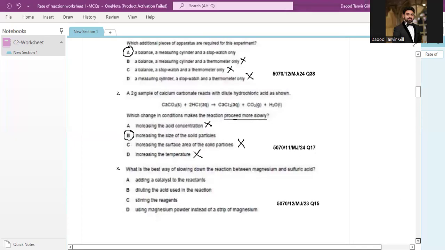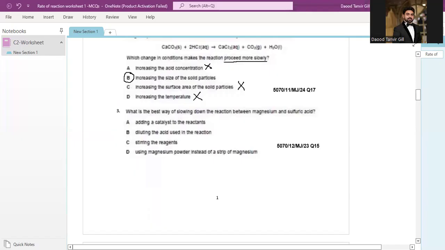Okay, let's move towards question number three. What is the best way of slowing down the reaction between magnesium and sulfuric acid? Okay, magnesium and sulfuric acid. I'm just writing the equation for you. Okay, we have to slow down this reaction.